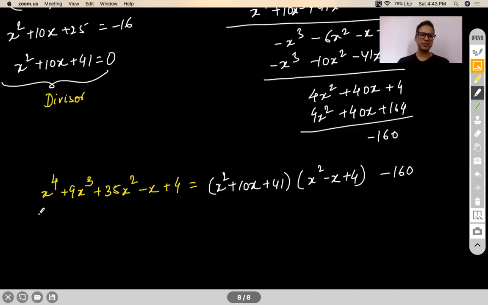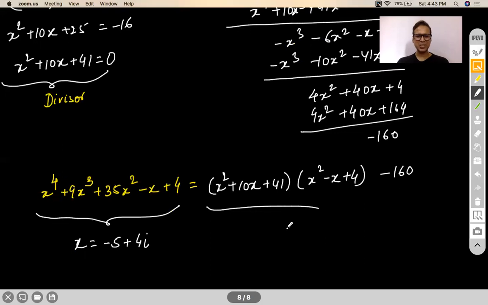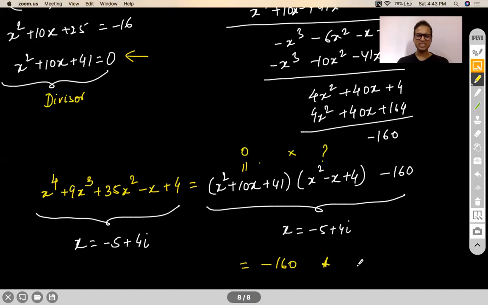Now you must be wondering why at all I'm doing this. It is because when you're putting x as minus 5 plus 4i here, that means you're putting x as minus 5 plus 4i here also. But this guy is zero when you're putting x as minus 5 plus 4i, because this came from this fact. If this is zero, that means zero into something, whatever it is, will be zero, and you'll be left with minus 160 only. So your answer will be minus 160.